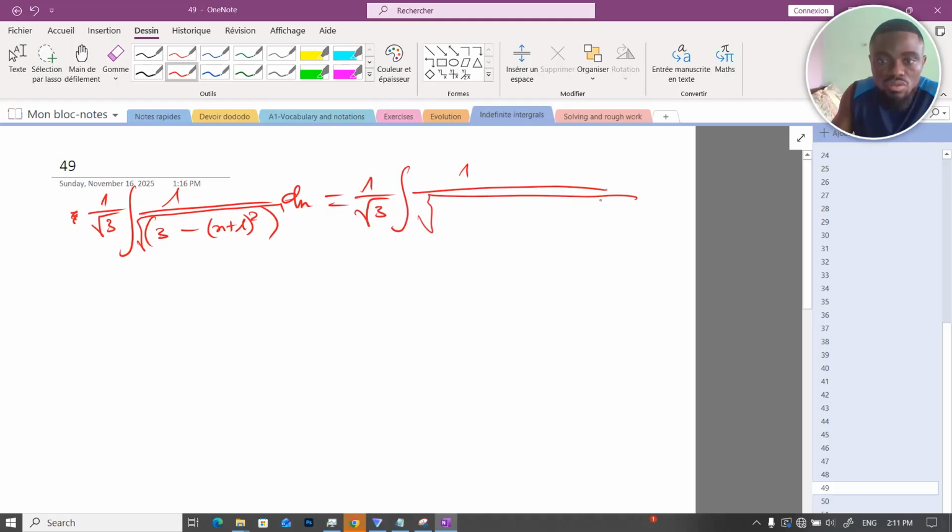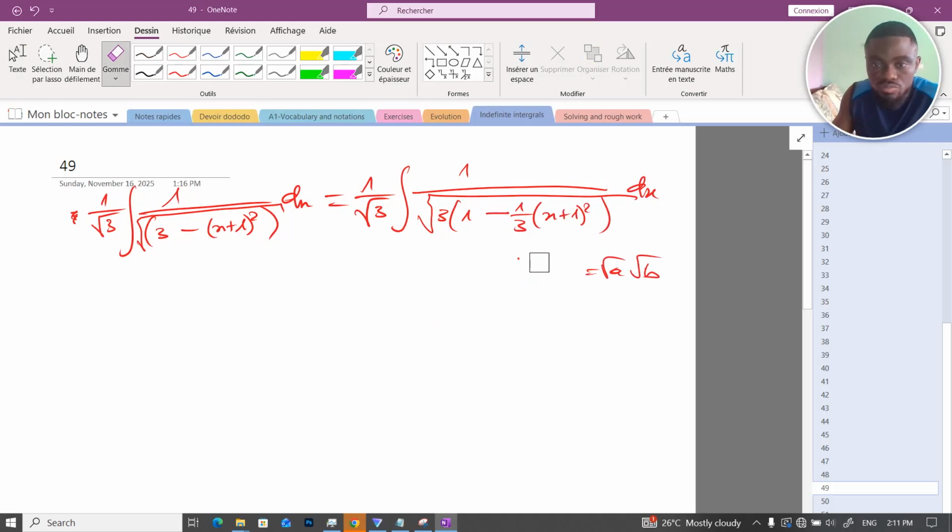I'll be left with 3 into 1 minus, since there was no 3 here, this becomes 1 on 3 into (x plus 1) squared. Close the bracket, dx. Okay, let me bring this, because this is root a times root b, which equals root a times root b. Is that okay?